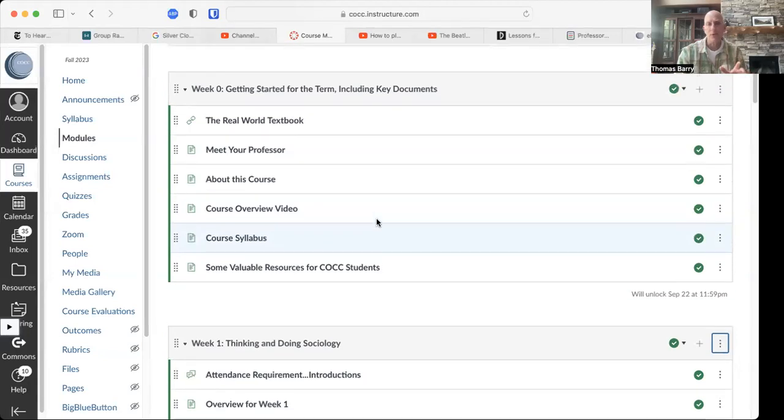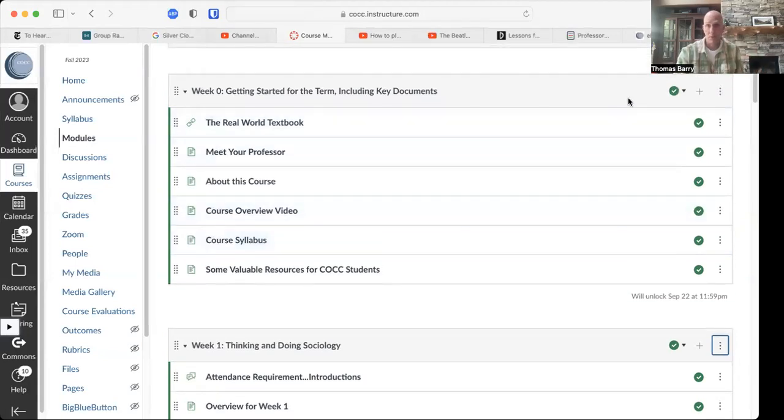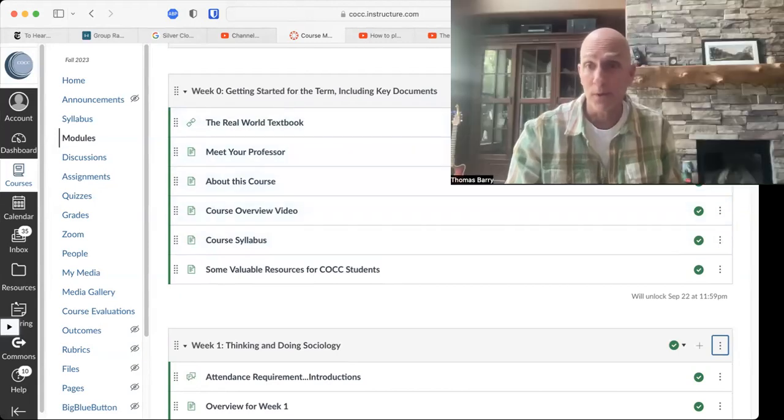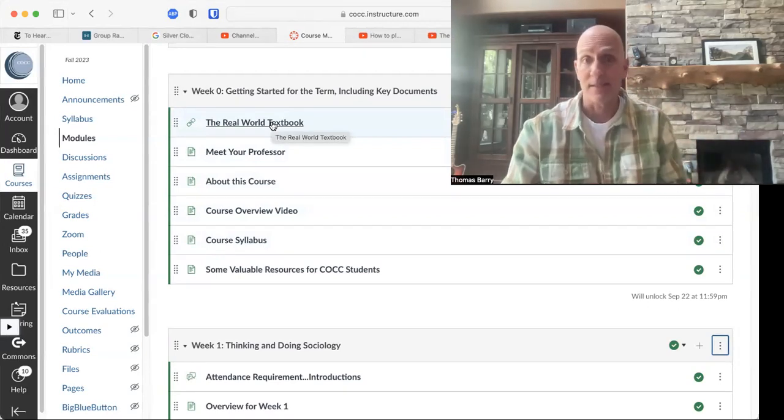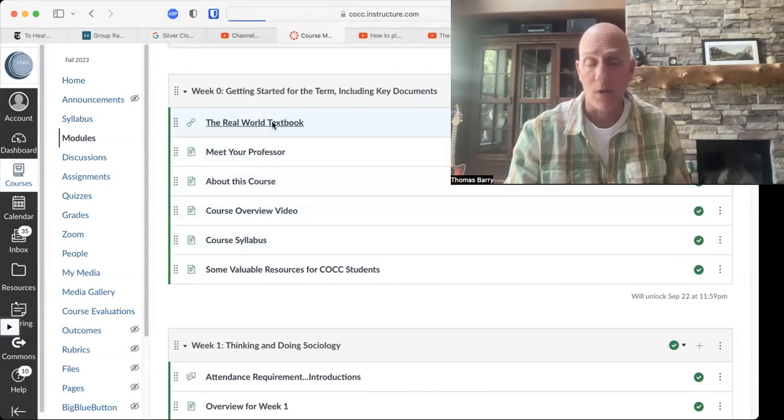So in Canvas, in your 201 class, you've got weekly folders. In the Week 0 folder, you'll find the Real World textbook. You just click on it and it takes you to access the textbook itself. I'll just walk through it.